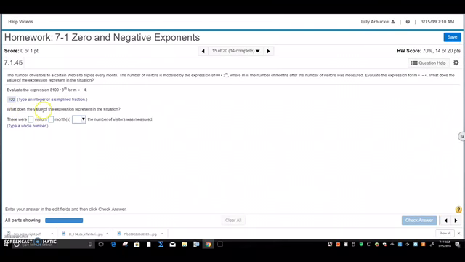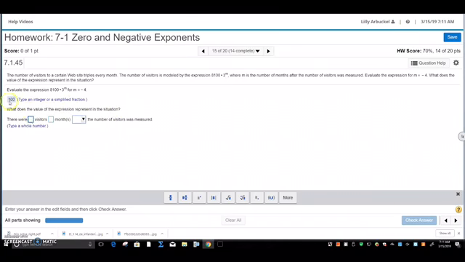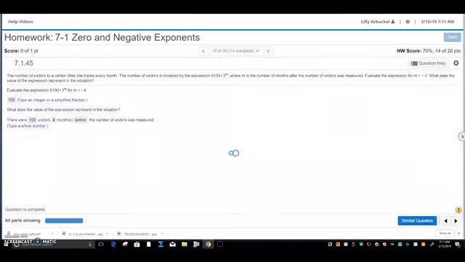Now it says, what does the value of the expression represent in this situation? So there were 100 visitors. Now m represents months. So if 0 is the starting point, negative 4 is going to be before the starting point. So it's going to be 4 months before the number of visitors was measured, because 0 is the starting point. Okay, that's number 15.